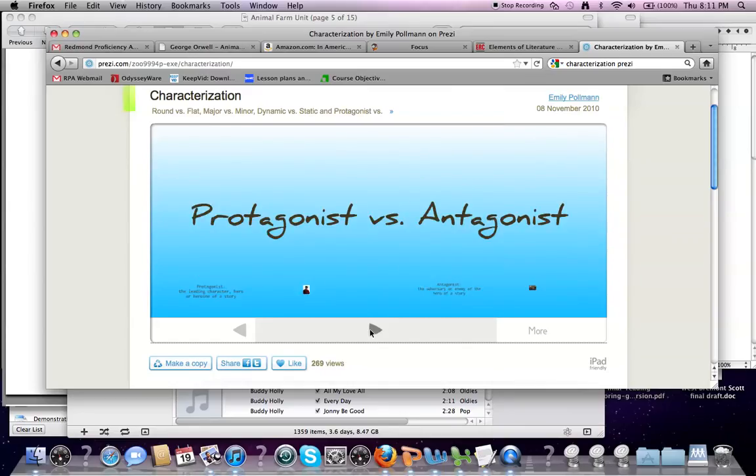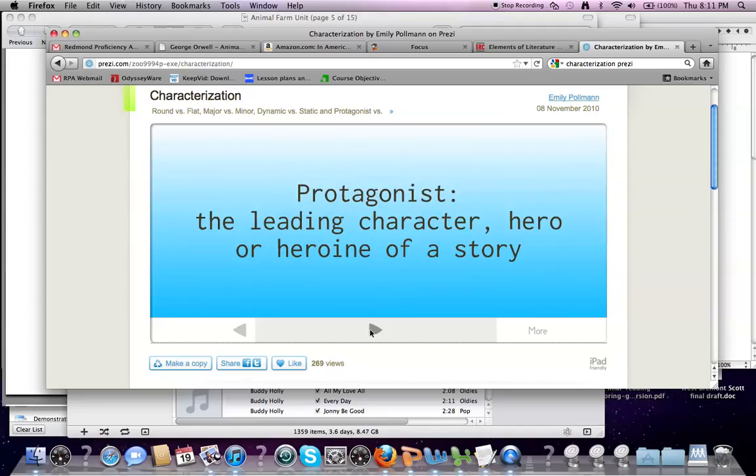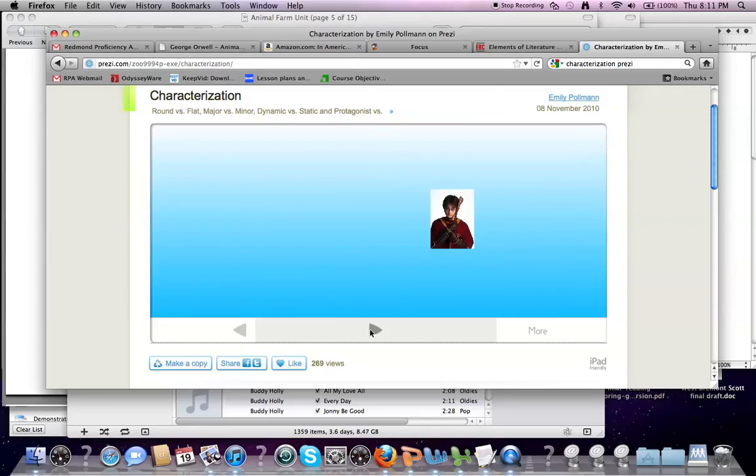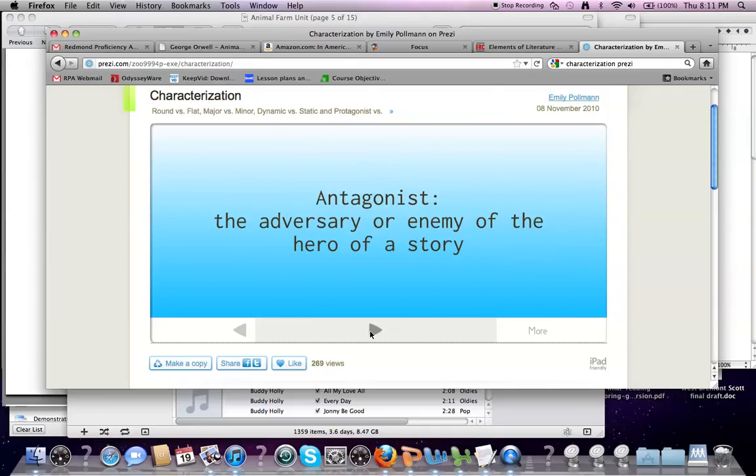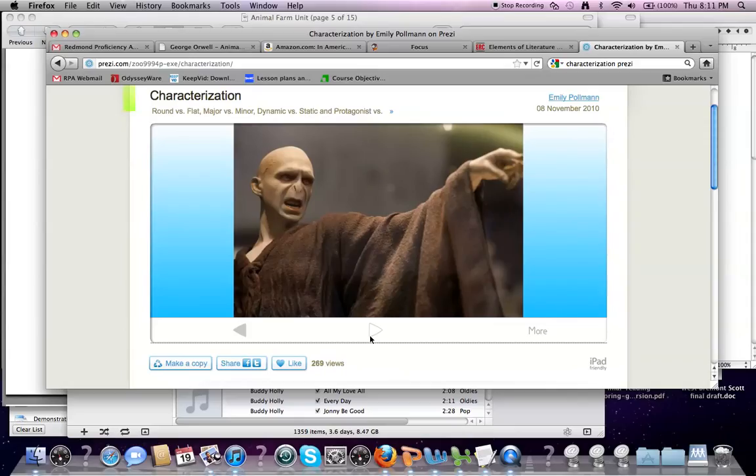And then our protagonist and antagonist, I'm not going to talk too much about this. Again, the protagonist is the leading hero or heroine of the story. It's the person who progresses the plot. Harry Potter, well done. And then the antagonist is the adversary or enemy of the hero of the story. Basically, the person who's trying to stop our protagonist, right? So Voldemort. And remember, it doesn't always have to be a bad person.